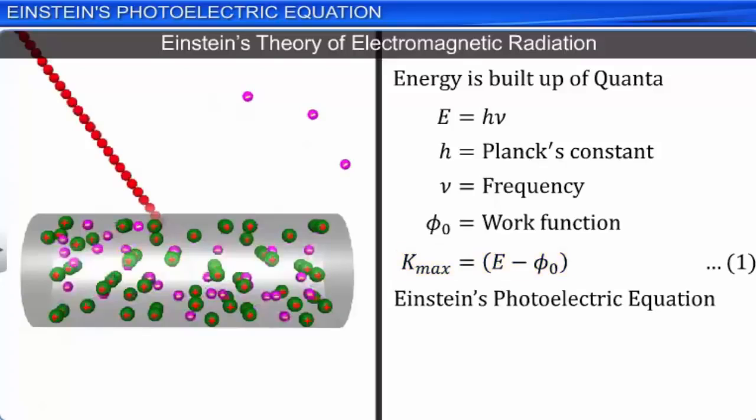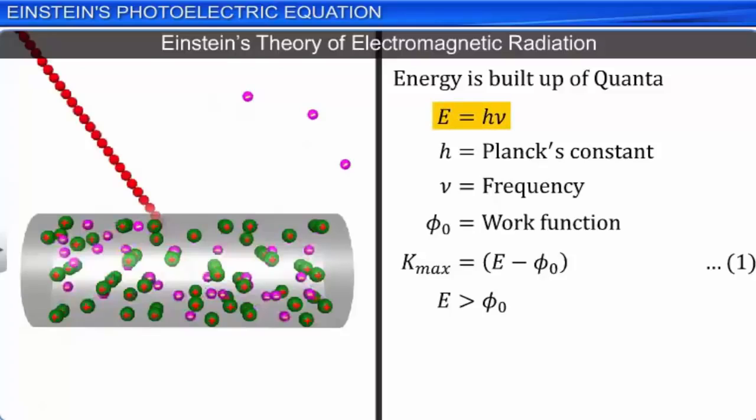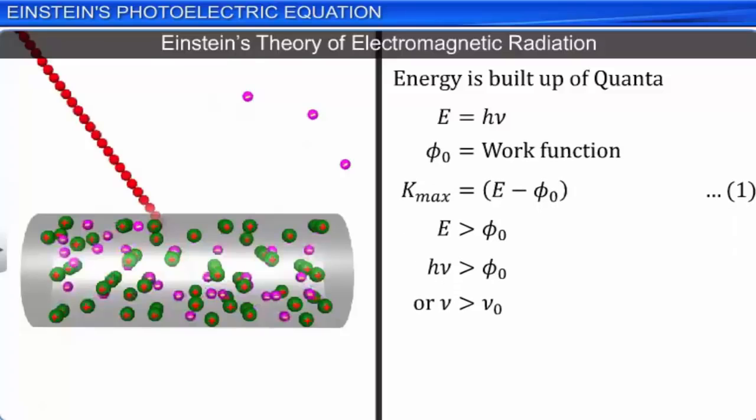However, the electrons which are more tightly bound emerge with kinetic energy less than Kmax. Since kinetic energy cannot be negative, we have E greater than phi naught for photoelectric emission. And since E is equal to h nu, we have h nu greater than phi naught, or nu greater than nu naught, where nu naught is the threshold frequency of the metal, equal to phi naught by h.